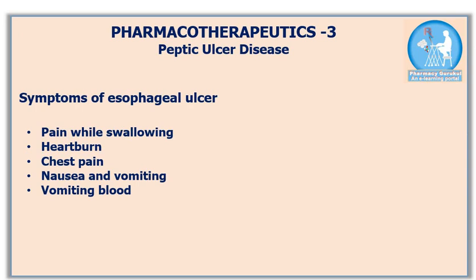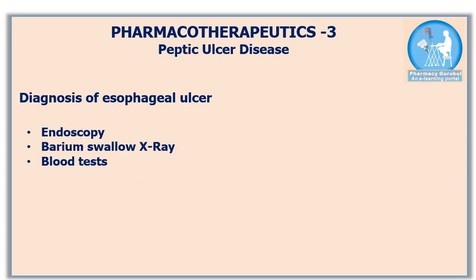Symptoms of esophageal ulcer: you feel pain when you ingest food, heartburn, chest pain, nausea and vomiting. Also sometimes you experience blood vomiting. Esophageal ulcer can be diagnosed by means of endoscopy and blood tests.